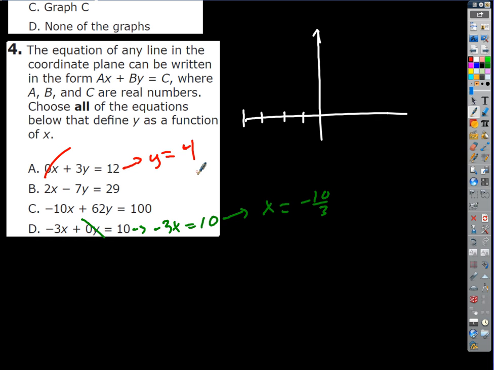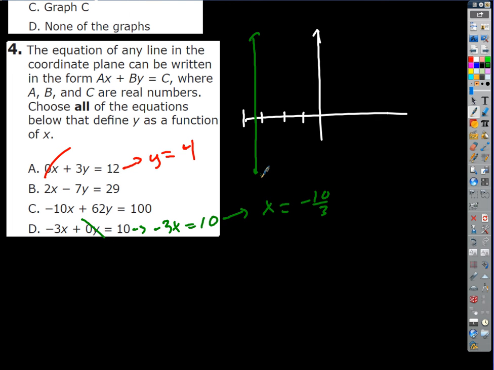What's that look like? Horizontal line. The y coordinate is always 4. X could be anything, but the y is always 4. So that goes through the y-axis at 4. So the green line would just look like negative 3 1/3, is where we are, so like right there.